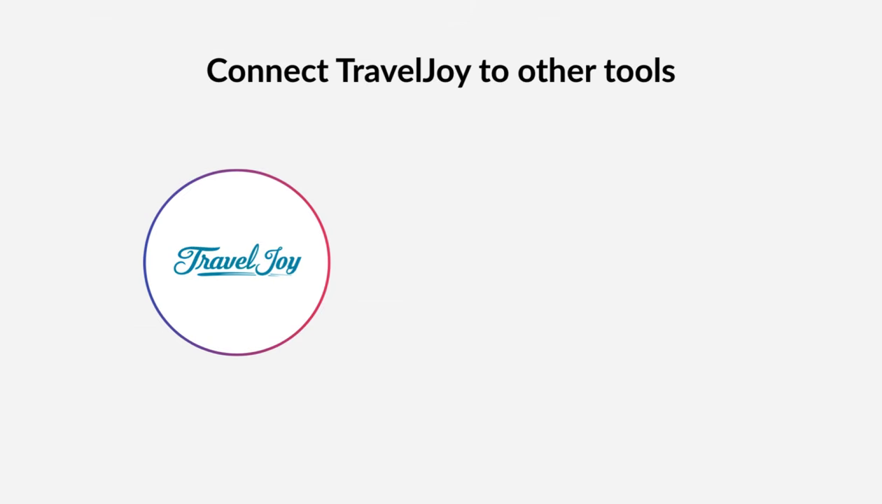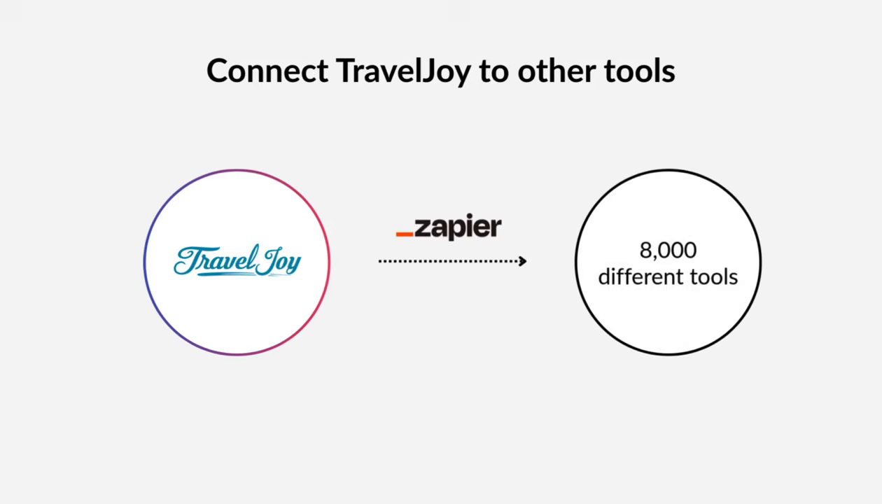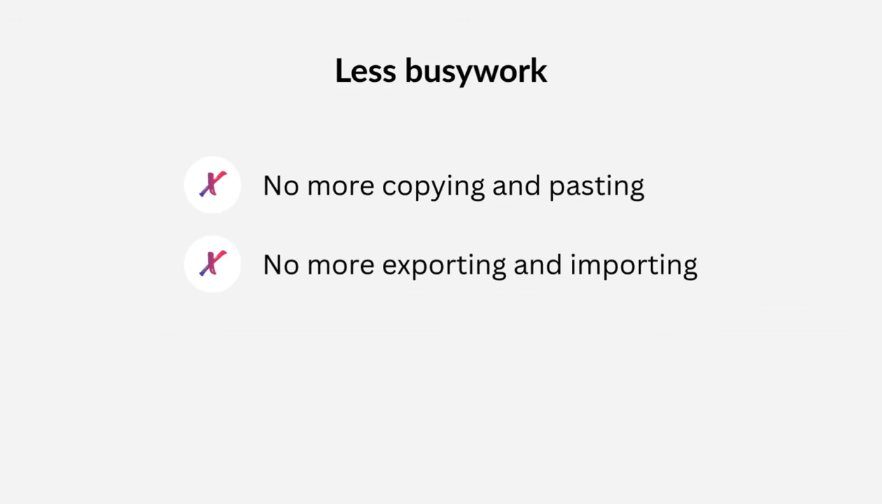Zapier is an automation platform you can use to connect TravelJoy to thousands of other tools, like an email marketing platform, your bookkeeping software, project management tools, and more. Ultimately, that means less busy work. No more copying and pasting between different tools, no more exporting and importing. With TravelJoy and Zapier, you just get a simple, seamless, automated way to keep your data in sync in the background.